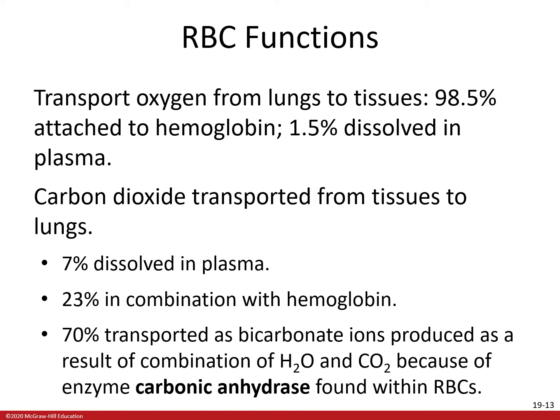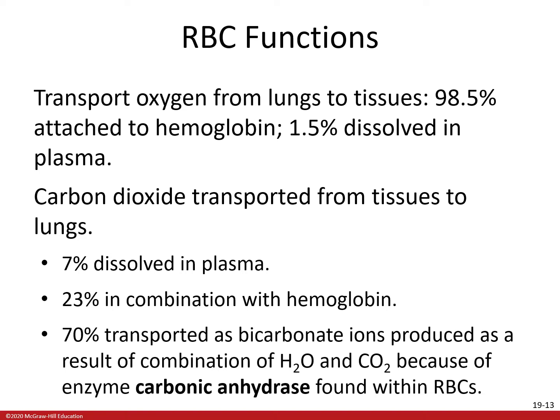We are also going to transport a cell waste product, which is carbon dioxide, from your tissues to your lungs. This is what you breathe out. You are just getting rid of that gas waste. There is a little breakdown as far as how much is going to be in your plasma, about 7%. 23% is going to be combined with hemoglobin. The other 70% is going to be transported as bicarbonate ions produced as a result of a combination of water and carbon dioxide because of the enzyme carbonic anhydrase found within red blood cells.